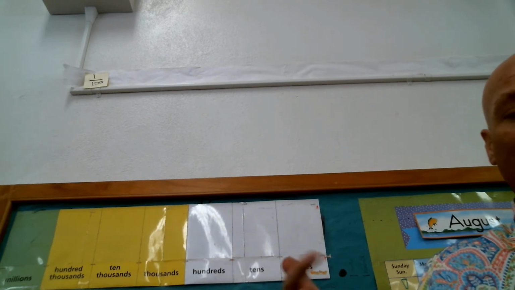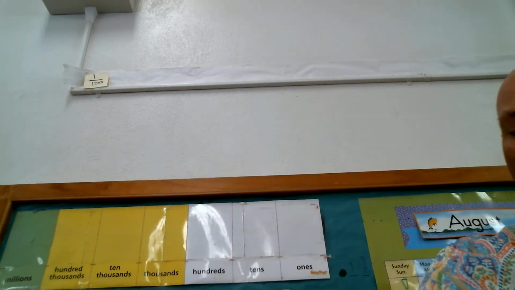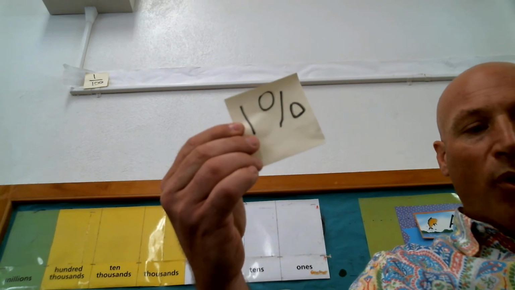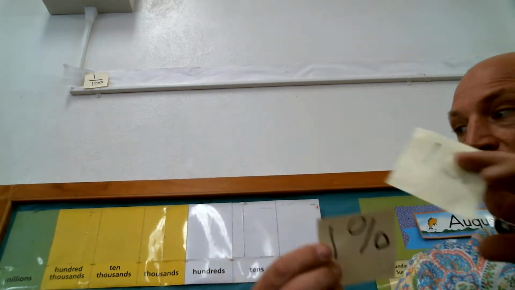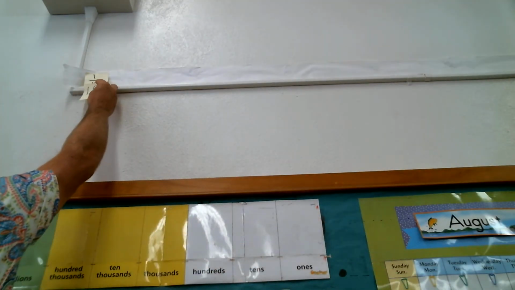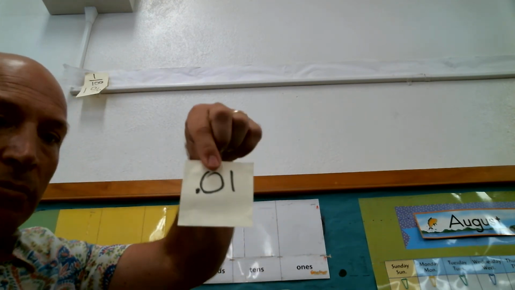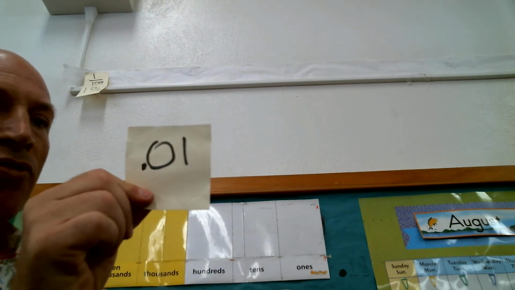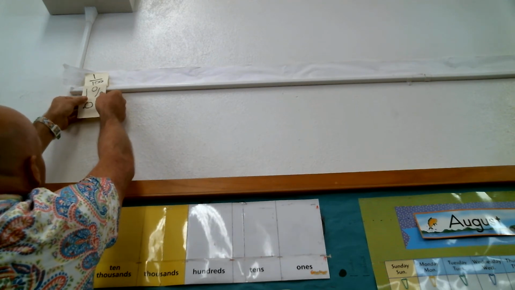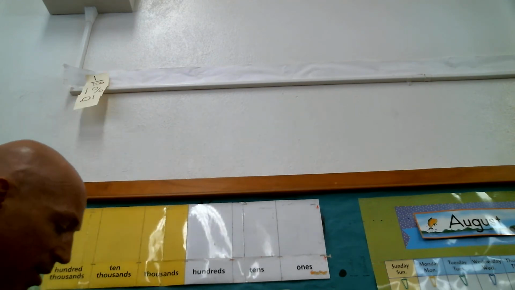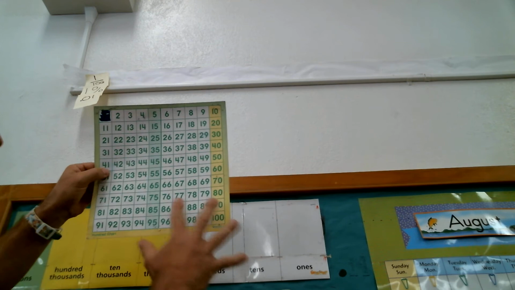Remember, there's the Greek way, the Latin way, and the English way. 1 out of 100 is the American way, but we also have 1%. Per means out of, and cent means 100. So they mean the same thing. 1 out of 100 and 1%. But we also have the Greek way. 1/100th. And these are the 3 different ways that we can write that there is 1 out of 100 pieces.